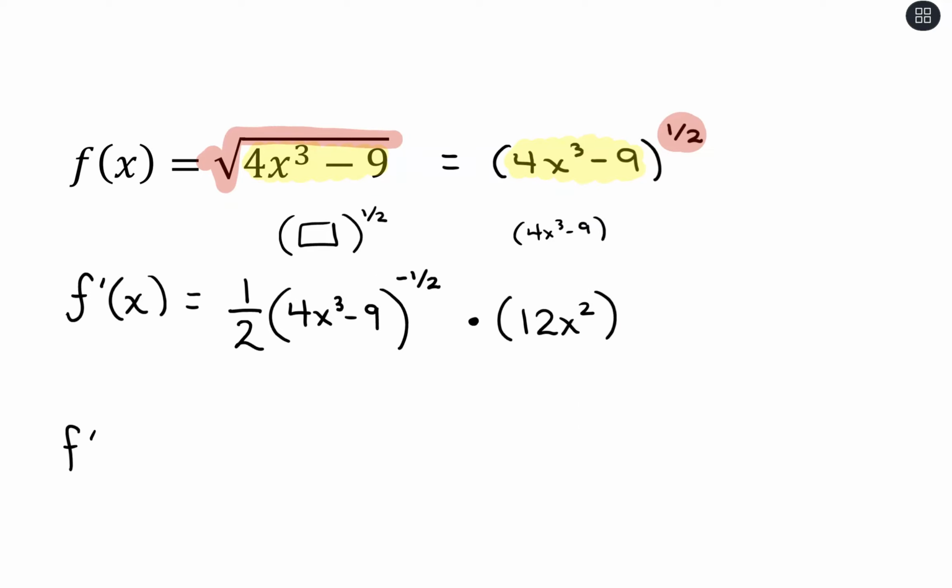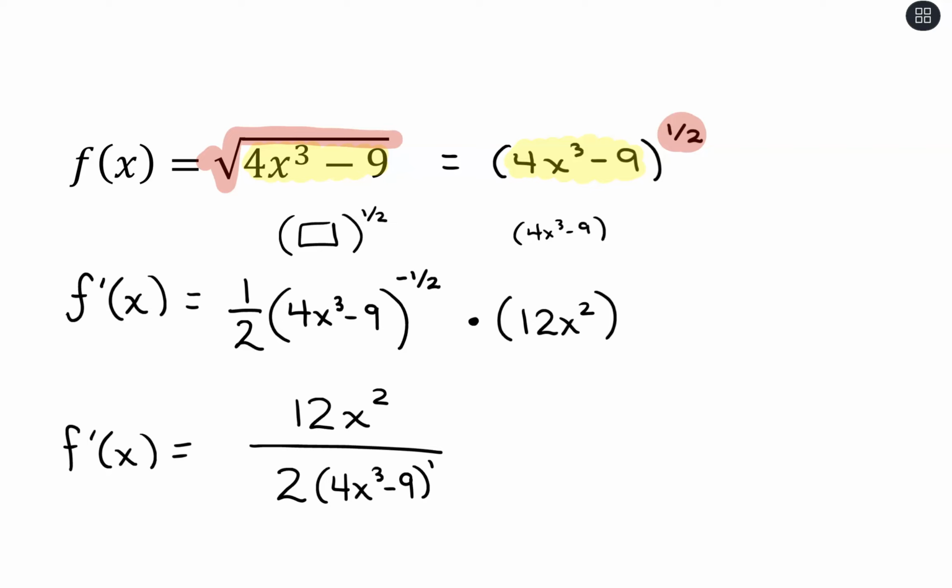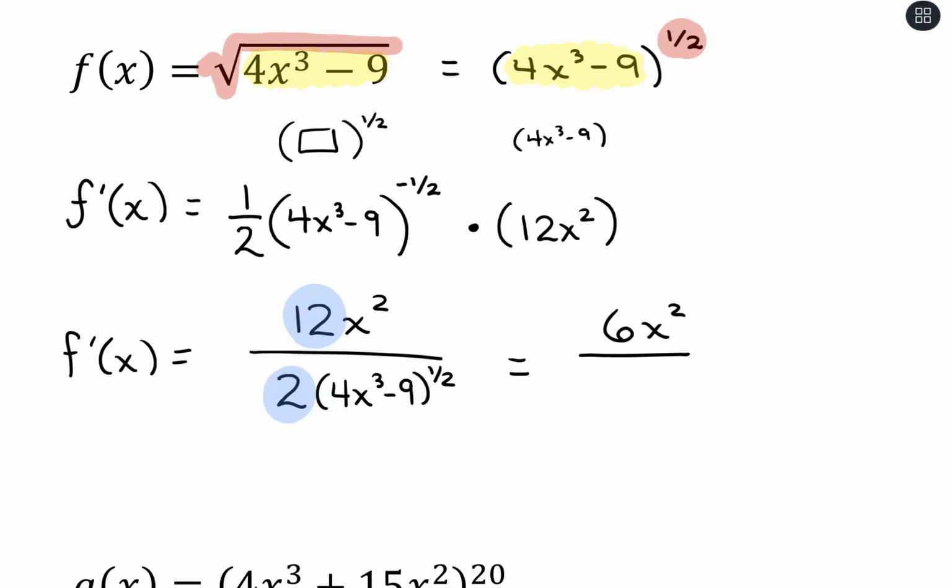And then we simplify. So I'm going to have 12x squared in the numerator over 2 times, and we could leave this as 4x cubed minus 9 to the positive 1/2. And then I have a 12 divided by 2, so I'm just going to simplify that to a 6x squared over, and we could even change that to a radical if we wanted to, a 4x cubed minus 9. And yeah, we'd leave it just like that after simplifying.